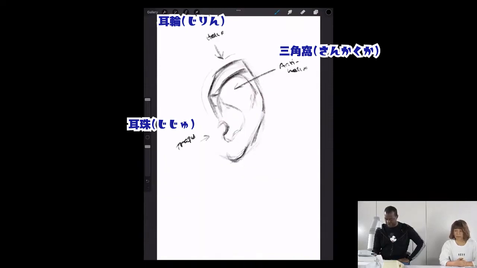Okay. And then this other part that's also on the inside here, people call that the anti-tragus.